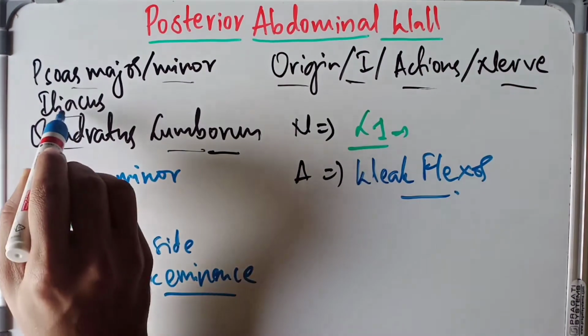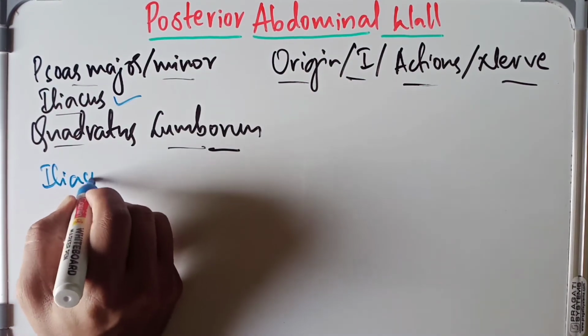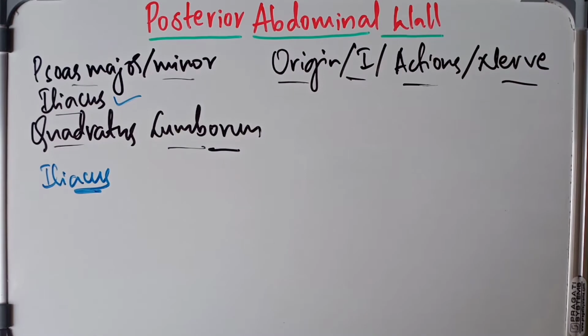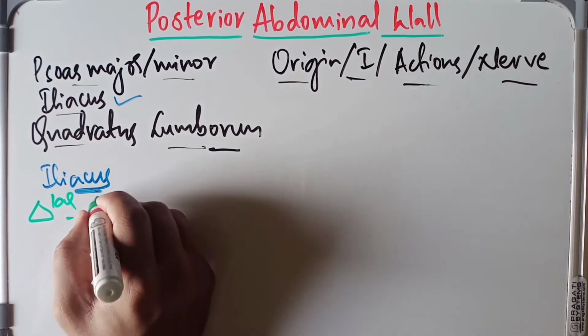Now we will discuss the iliacus muscle. Next muscle is iliacus, right? So what about the iliacus? Iliacus is a large triangular fan shaped muscle.